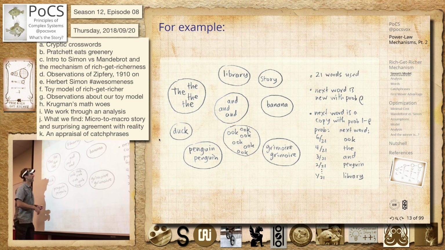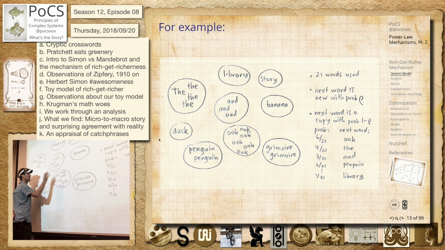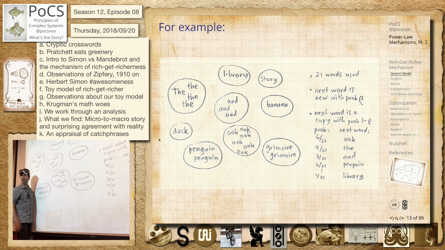So this is a very important detail. Because what it means is you just randomly select this ook, right? You don't select this group. But the consequence is that you effectively are selecting this group and adding a new ook to it.